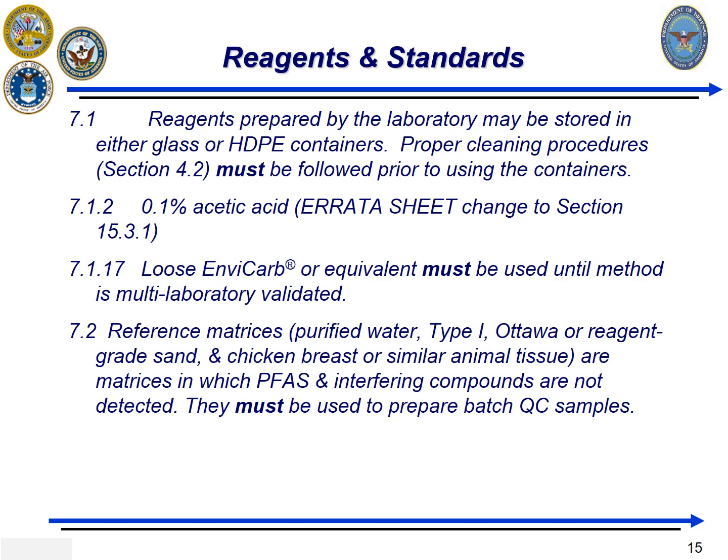Section 7.1.2, there is a change based off of the errata sheet change that was relative to section 15.3.1. That 1.1% acetic acid was stated originally in the method as what is to be used for sample extract dilutions. That is not the case. The actual solution that's used to make sample dilutions is found in section 7.1.9.